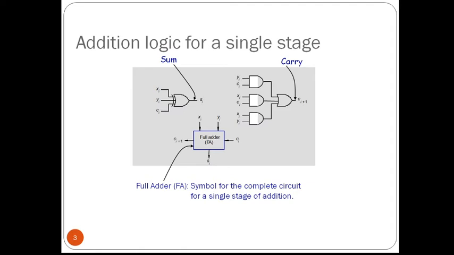The carry out function c_i plus 1 will be implemented with a 2-level AND-OR logic circuit, which is a convenient symbol for the complete circuit for a single stage addition, called a full adder, FA. This is also shown in figure 6.2a from the textbook.